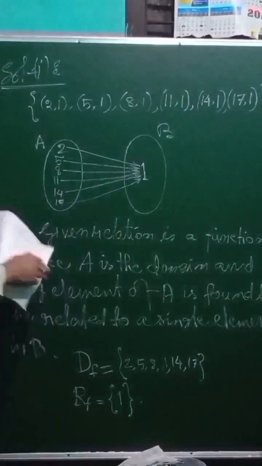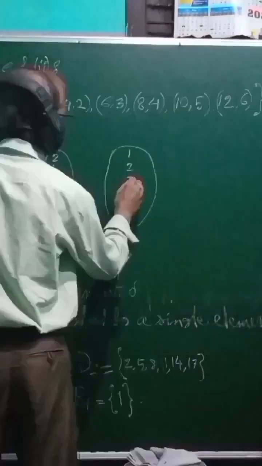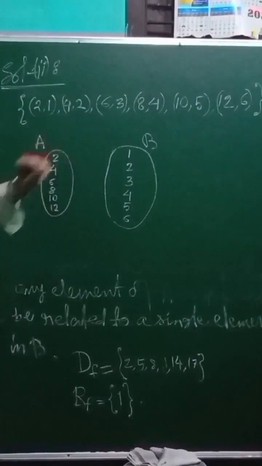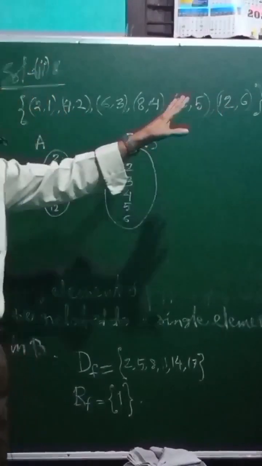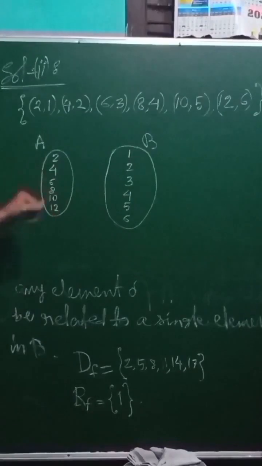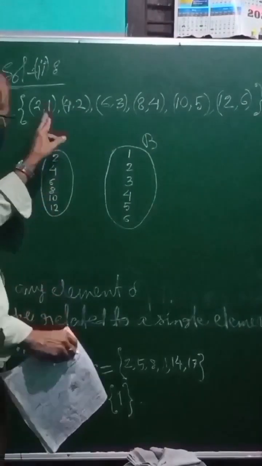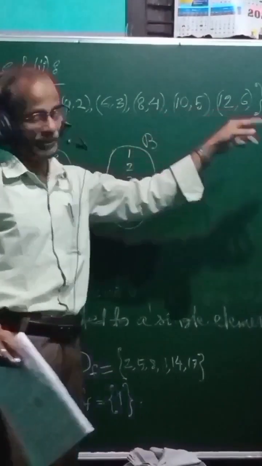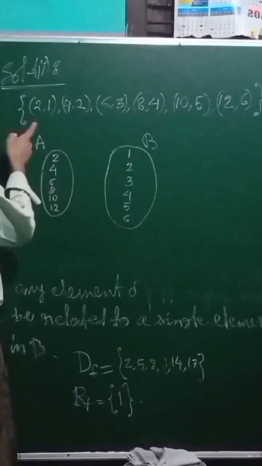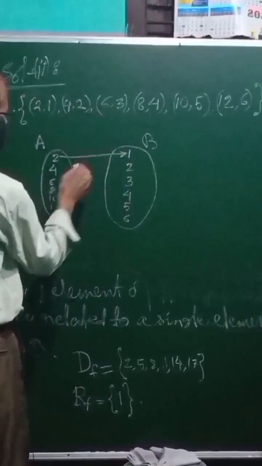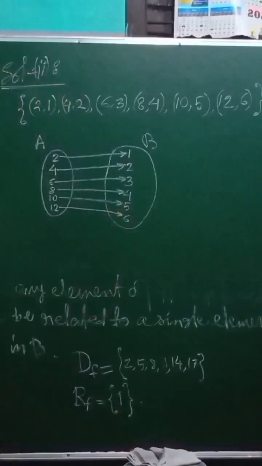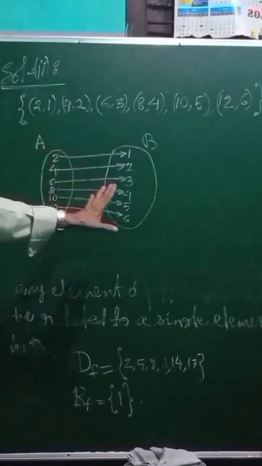Taking the second one, this time also I write A and B. 2, 4, 6, 8, 10, 12, all inputs in the set A, and all outputs 1, 2, 3, 4, 5, 6, 7, 10 in the output set. How is the relation? Obviously 2, 1, 4, 2. See that obviously it is a function.